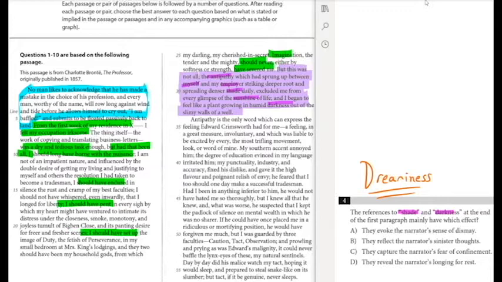So this is a really sad situation, and in our own words, the references to shade and darkness are emphasizing the sadness of it all. So the answer is A. They evoke the narrator's sense of dismay.